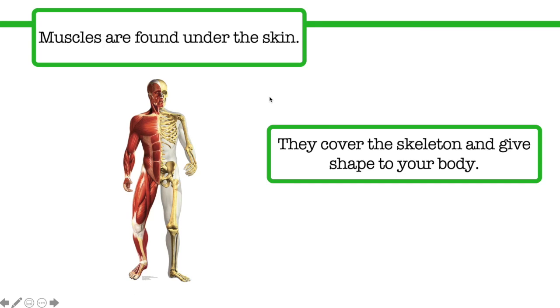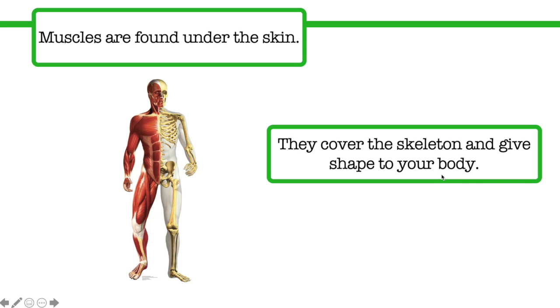Muscles are found under the skin. As I told you, we have 3 layers in our bodies. The first layer is the skin, the one that you can see and you can feel. That is the skin. The muscles are found under the skin, and under the muscles we are going to find the skeleton. Muscles cover the skeleton and give shape to your body.